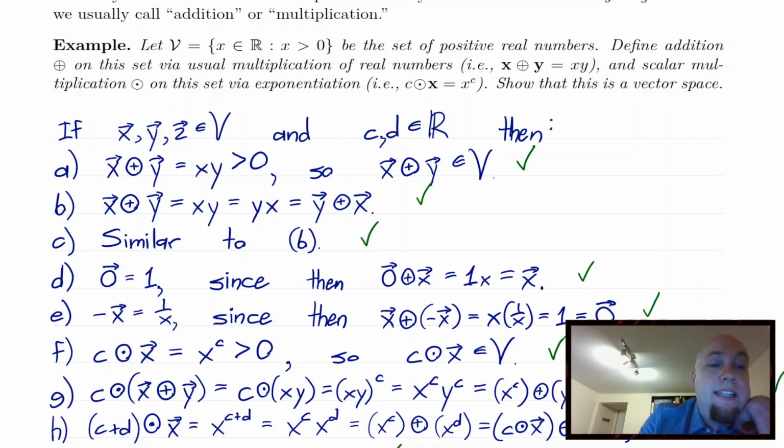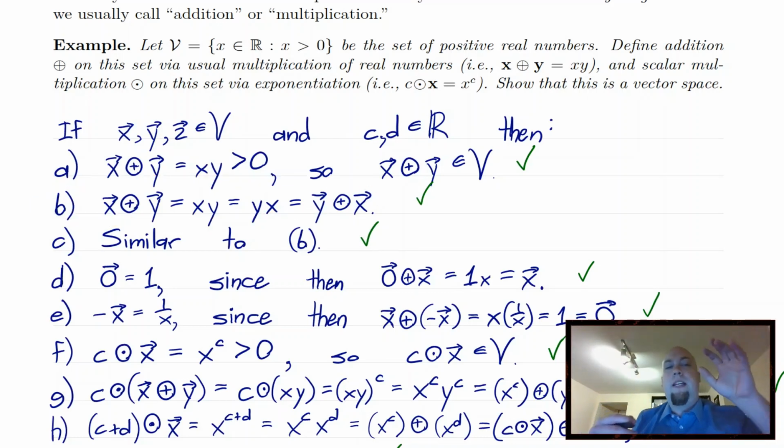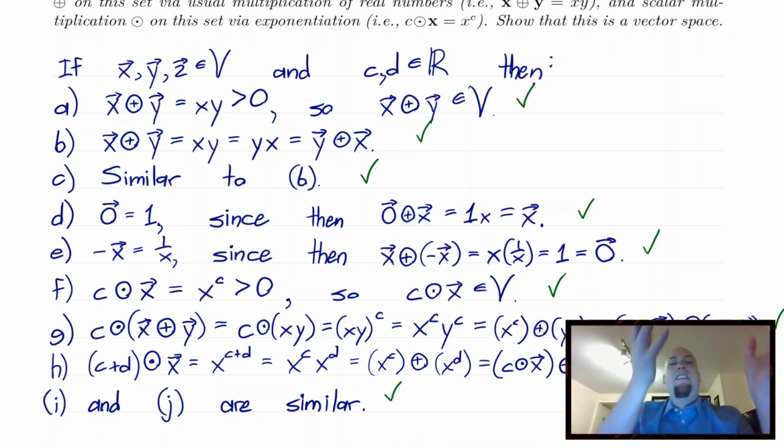All right, and property C, yet again, I'm going to gloss over property C here. This is that associativity property. You just do the same thing that we did in property B, except with three vectors, right? We have to show that x ⊕ (y ⊕ z) is the same as (x ⊕ y) ⊕ z, okay? It doesn't matter how you group parentheses there. But again, it just follows from the fact that you can group parentheses in real number multiplication however you like.